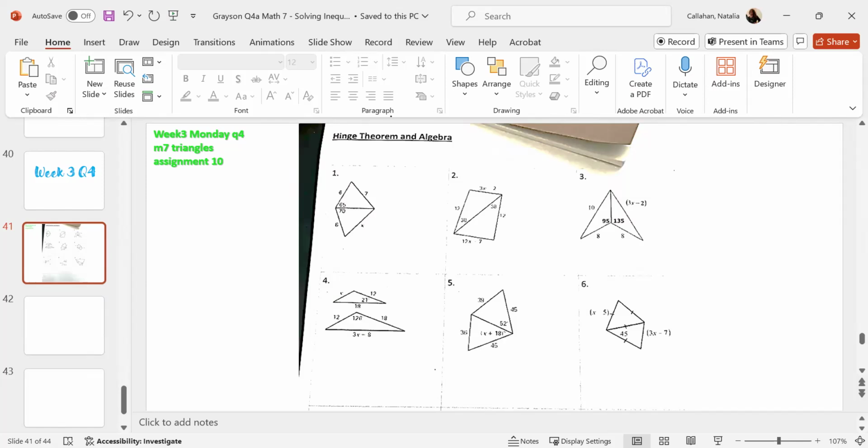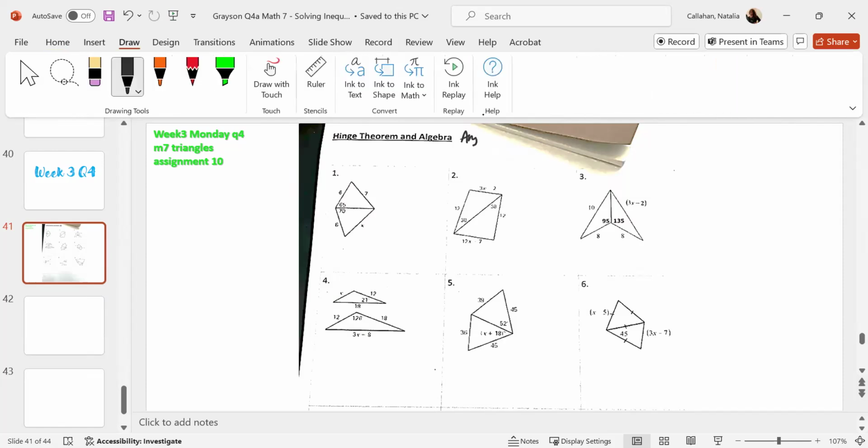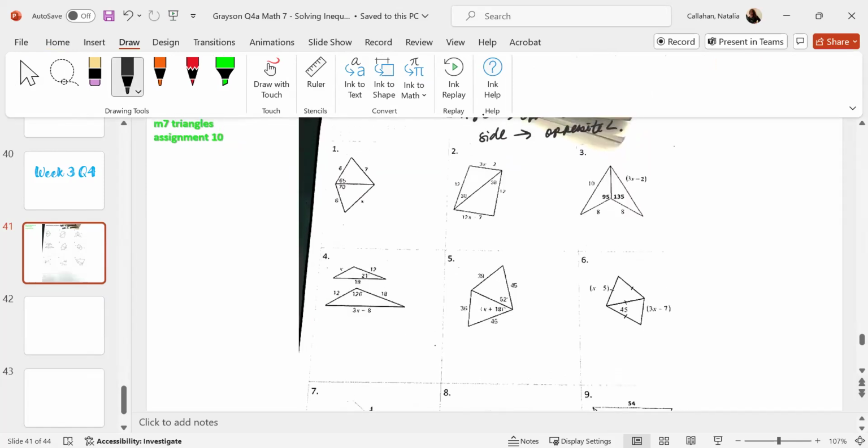Basically, the hinge theorem is that angle goes for the opposite side, okay? And side refers to the opposite angle. Does that make sense? All right, so what are you supposed to do? Are you supposed to find x?